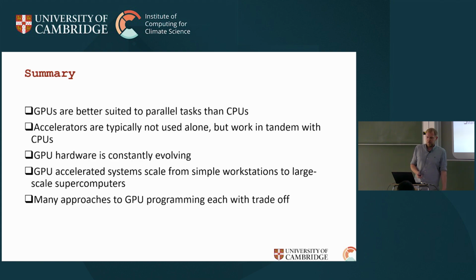So, in summary, GPUs are quite well suited to parallel tasks. They're high throughput. Accelerators are typically not used alone, but in tandem with a CPU. GPU hardware is constantly evolving. We've got this fantastic arms race that keeps things moving forwards. GPU accelerated systems vary from single workstations through to massive HPCs, and there are multiple approaches to GPU computing. Each has a trade-off, and there's not a single solution that you could recommend to any one person for any one problem. It really does depend on what your problem is and the way you want to do it.